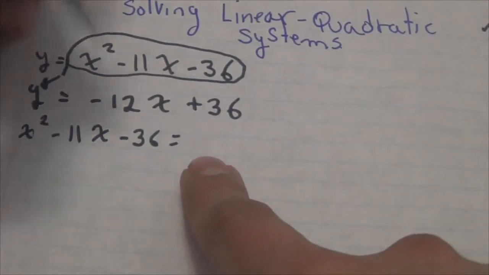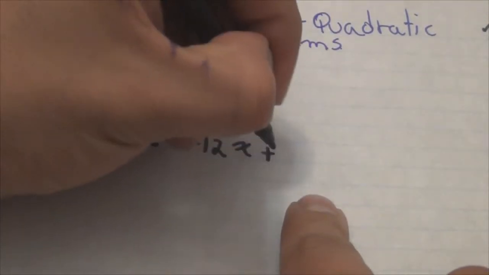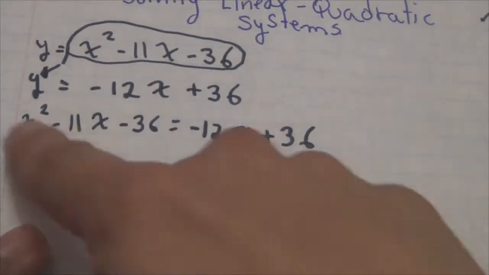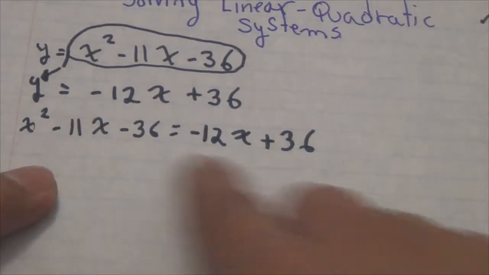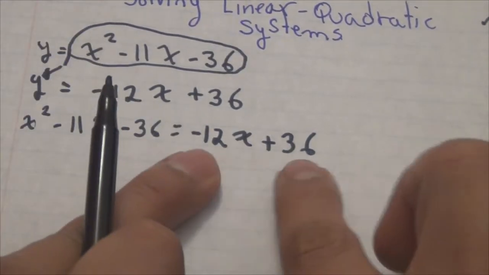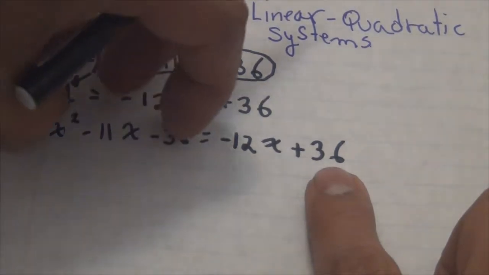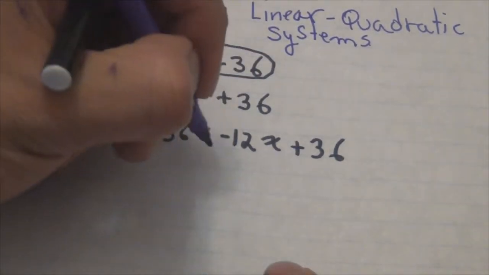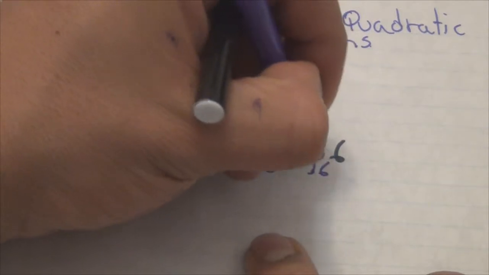Then, on the other side, negative 12x plus 36. So you stop right there and you ask yourself, what is this? Well, this is a quadratic equation in itself, by nature. So all quadratic equations must be set equal to 0, so that's what we're going to do. I'm going to make this side equal to 0 because my x squared is already positive. If it was negative, then I would make the other side equal to 0. So how do I do that? Easy. Add 12x to make it 0, and subtract 36 to make it 0.